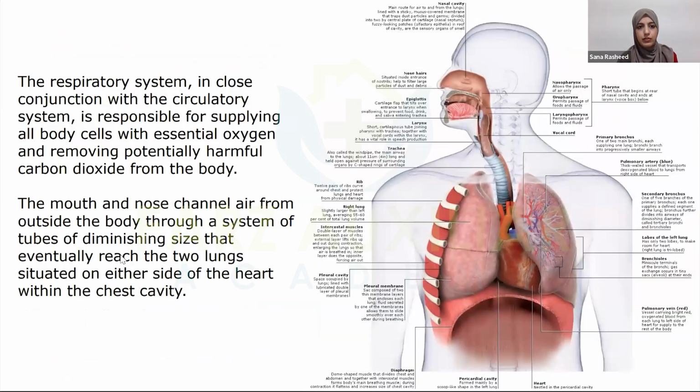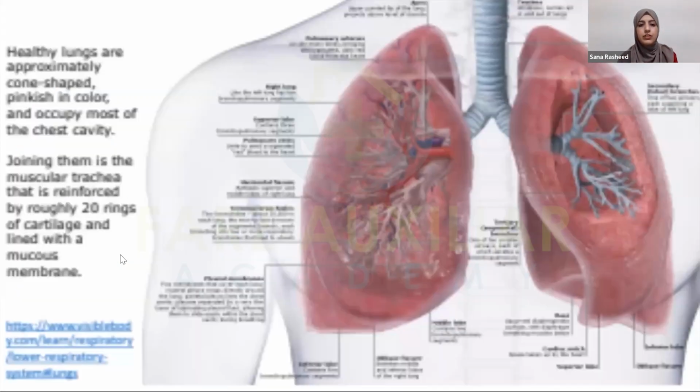Okay, so these are basically the details of the upper respiratory tract. The respiratory system, in close conjunction with the circulatory system, is responsible for supplying all body cells with essential oxygen. It removes potentially harmful carbon dioxide from the body. The mouth and the nose channel air from outside the body through a system of tubes of diminishing size that eventually reach two lungs situated on either side of the chest.